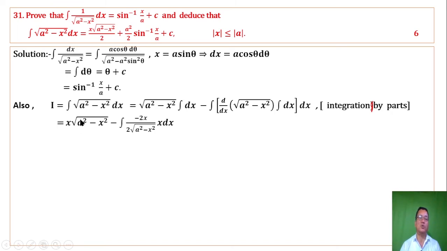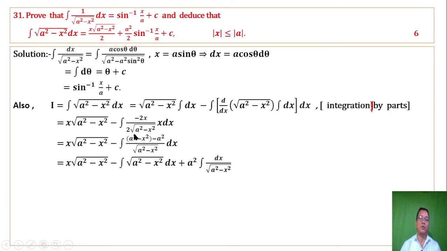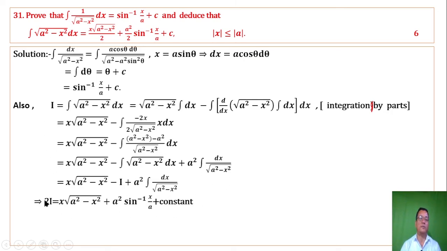Therefore x into root over a square minus x square, minus integral of x, whose derivative is 1 by twice root over a square minus x square into minus twice x into x. Completing the square, putting a square minus x square minus a square, divide by denominator. We put this by this, we have this, which is equal to I. Transfer this I to the left side, we have twice I. This remains unchanged, whose integral is sine inverse of x by a plus constant. Therefore I equal to this divided by 2. We have constant by 2, we have put c.